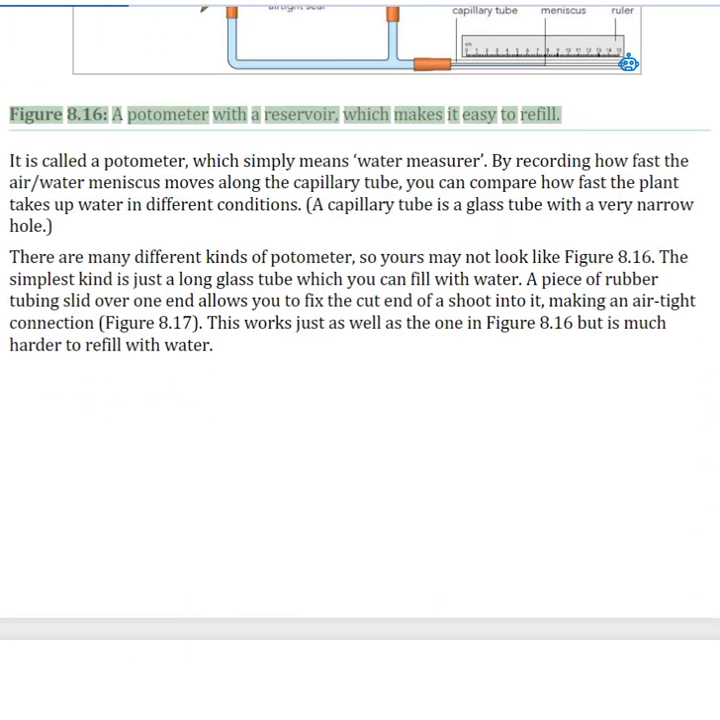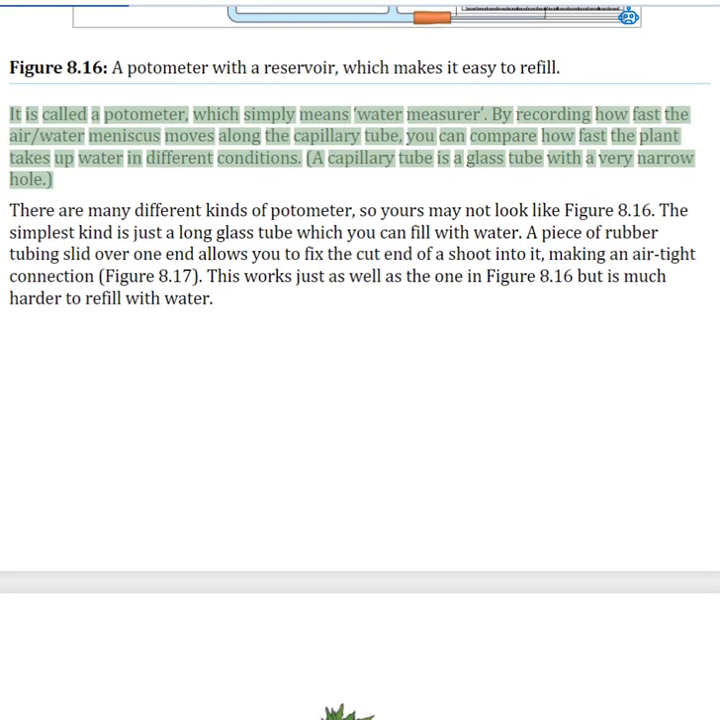Figure 8.16, a potometer with a reservoir, which makes it easy to refill. It is called a potometer, which simply means water measurer. By recording how fast the air-water meniscus moves along the capillary tube, you can compare how fast the plant takes up water in different conditions.